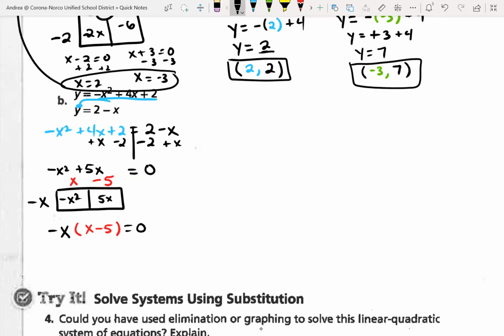Any questions over that? Okay, next step after we factored is to separate your factors and set them equal to 0. So negative x equals 0, and x minus 5 equals 0. Here you divide by negative 1. Doesn't matter because 0 is unaffected by dividing by negatives. It's just 0. Here I add 5 to both sides, and I get x equals 5. Last step is to plug it in.